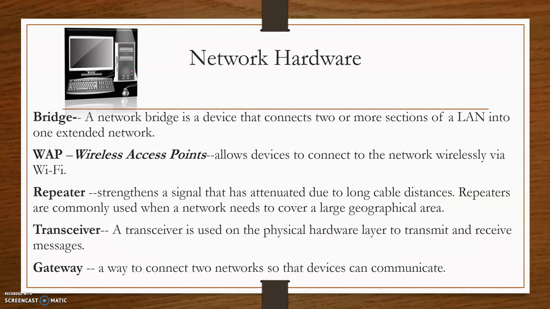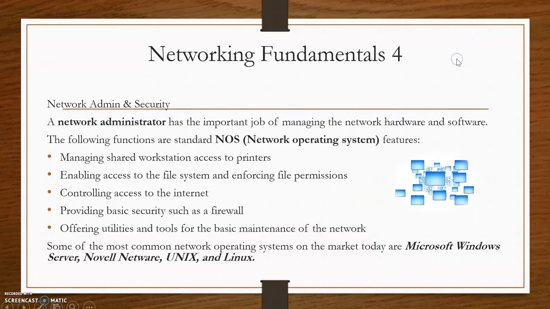Some hardware that's involved in networking: a bridge. It's a device that connects two or more sections of a LAN into one extended network. WAPs are your wireless access points. A repeater can strengthen a signal over long cable distances. Repeaters are commonly used when a network needs to cover a large geographical area. A transceiver is used as physical hardware to transmit and receive messages. And a gateway connects two networks so the devices can communicate.